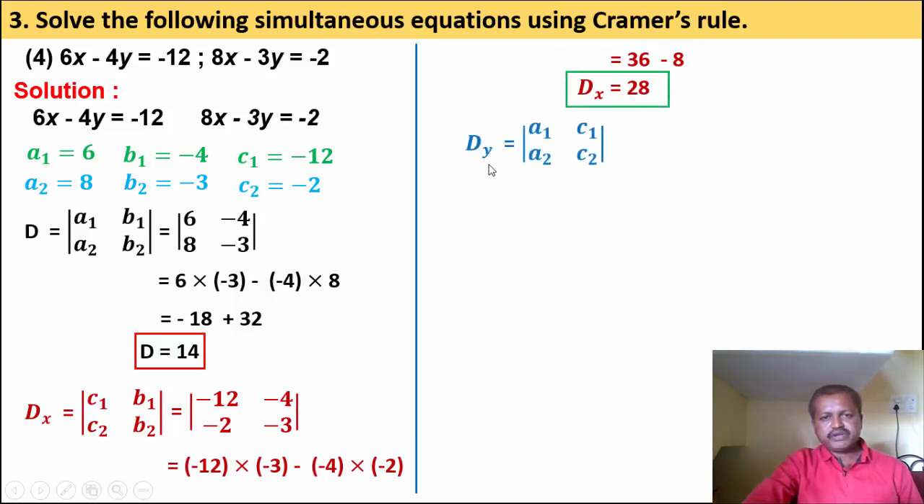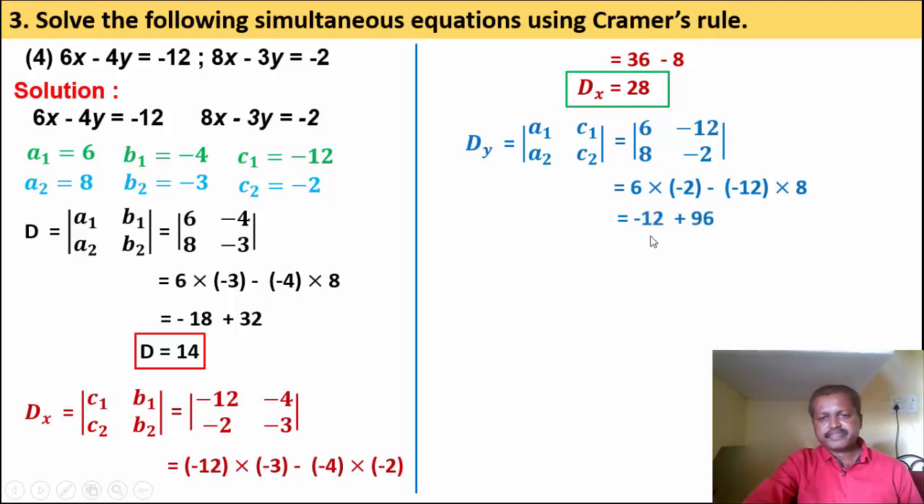Now calculate value for dy, A1 C1 A2 C2. So right here value A1 C1 you write 6 -12, and A2 C2 that is 8 -2. Now take cross multiplication, 6 into -2 and -12 into 8. So 6 into -2 minus -12 into 8. Now 6 into 2, that is -12, here minus becomes plus, and 12 into 8, that is 96.